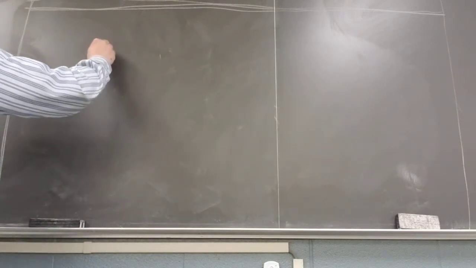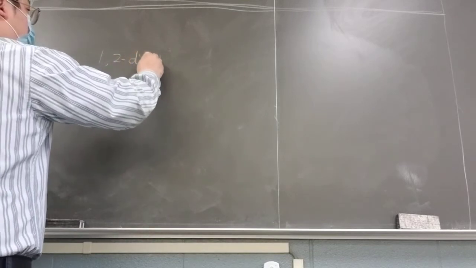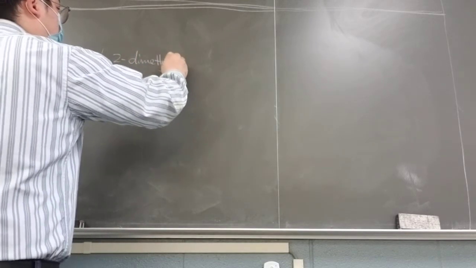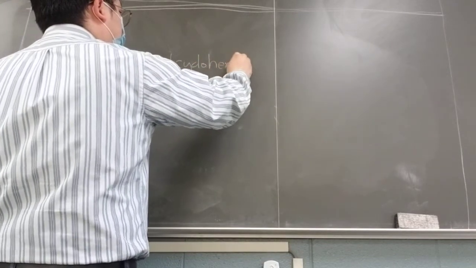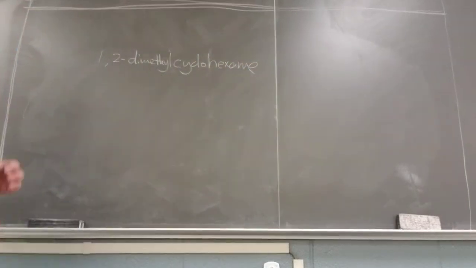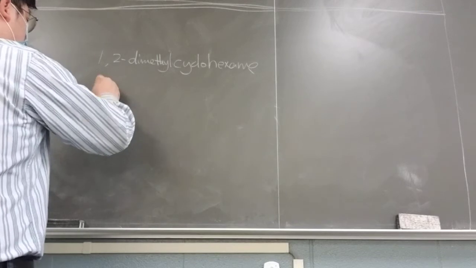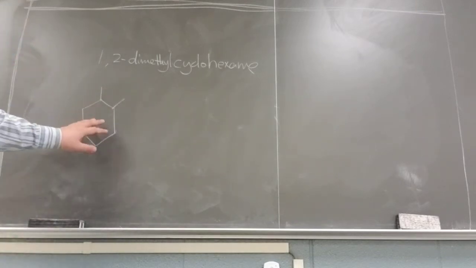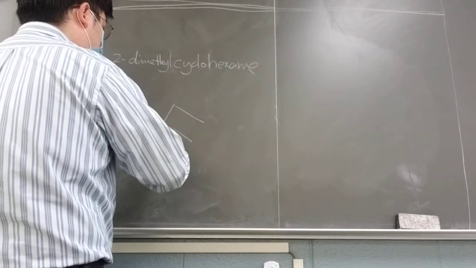So maybe we can talk about the 1,2-dimethylcyclohexane now. In this case, we're going to put 2 methyl groups on the cyclohexane like this. So let's try to put it on the chair conformation here.